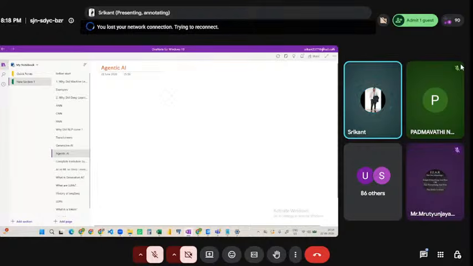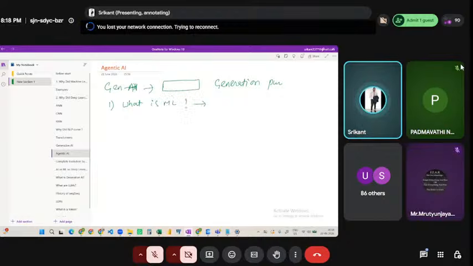Then come to Agentic AI. Generative AI is used only for generation purposes. If I ask what is machine learning, it can explain: machine learning is part of AI which can be implemented for prediction and gives some result. This is only generative, called text generation. Then come to Agentic AI, which is for when we have to take some action.